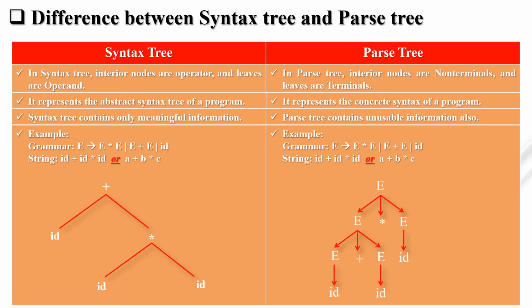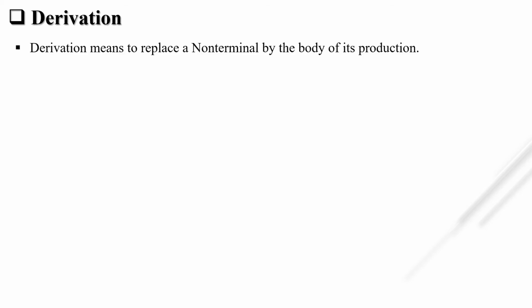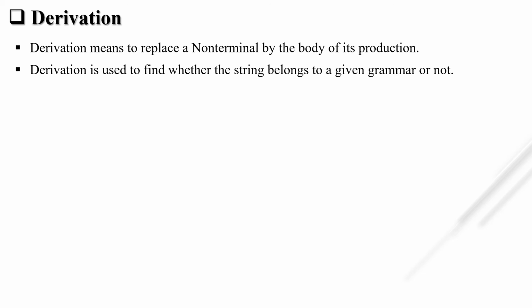So we clearly see that in a syntax tree the interior nodes are operators, but in a parse tree the interior nodes are non-terminals. So the next topic is derivation. Derivation means to replace a non-terminal by the body of its production. So we have to replace the left hand side with the right hand side for any particular grammar. Derivation is used to find whether the string belongs to the given grammar or not.